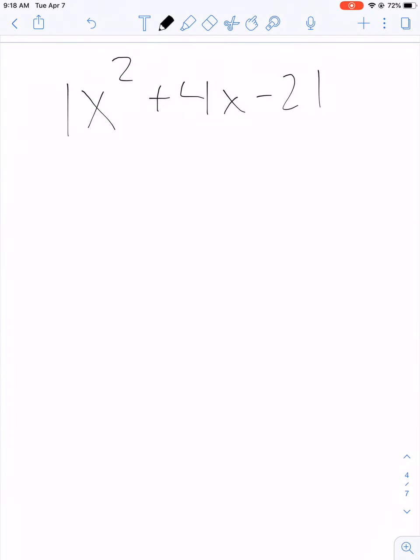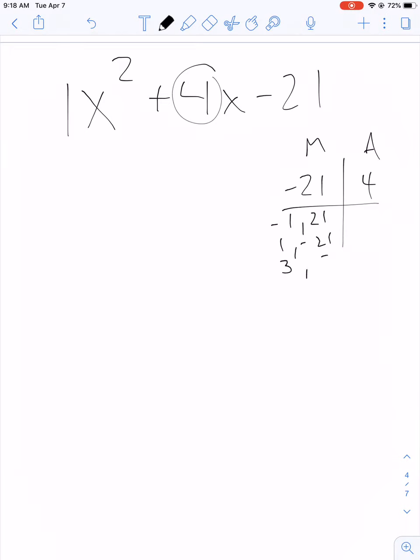Still same process. 1 times -21, -21. That's your M. Your A is always just the middle term. So let's start listing them. -1 times 21. 1 times -21. 3 times 7 is 21, but they need to be negative. So how about -3? 3 times 7 is 21. Now the problem is, if I make this negative, well, that's the same as the one we just did. So I need to put the negative on the 7. That's everything.